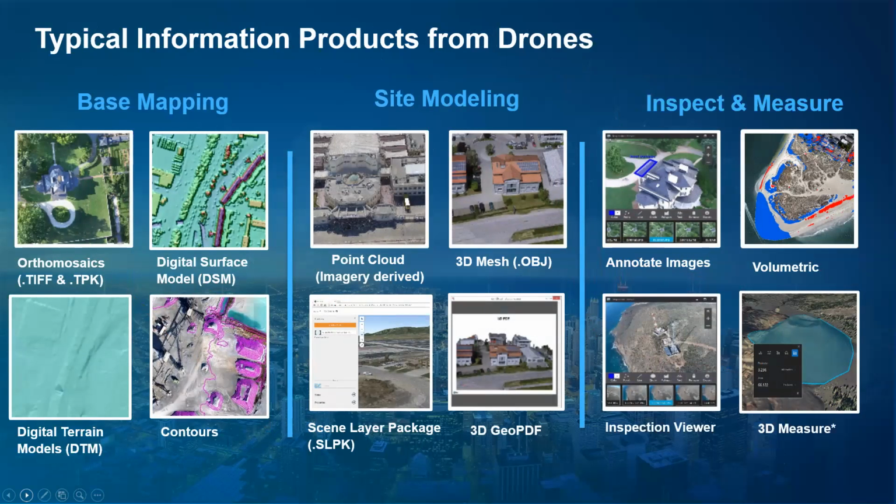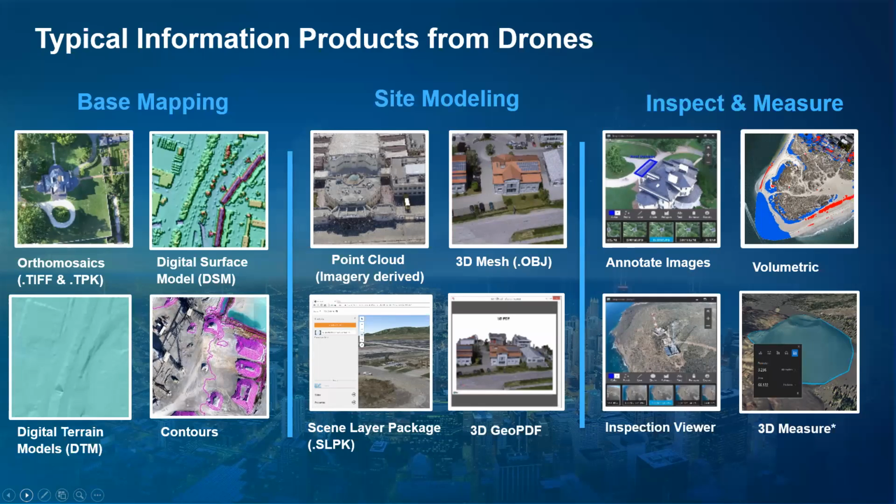And then because of that structure from motion, you can see now the different types of information products that can be generated from these drone packages. Yes, we got the orthomosaics, we got the DSMs, the digital surface models, we can generate contours. Those are kind of traditional photogrammetry things. But on the 3D side, as I was talking about before, very detailed point clouds, the 3D meshes for site models. We can publish those site models as scene layer packages so we can work with them in web clients, on the internet.